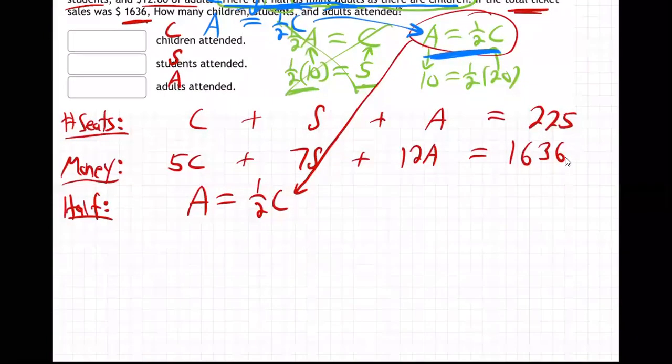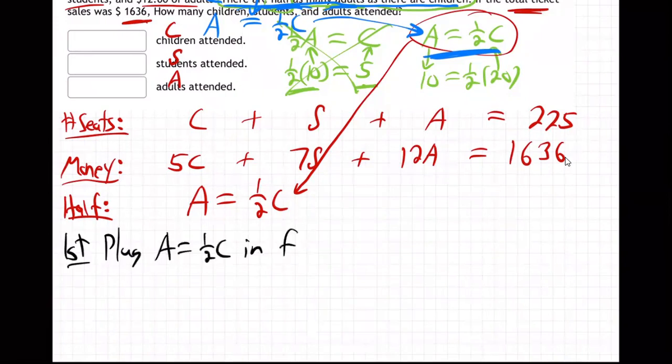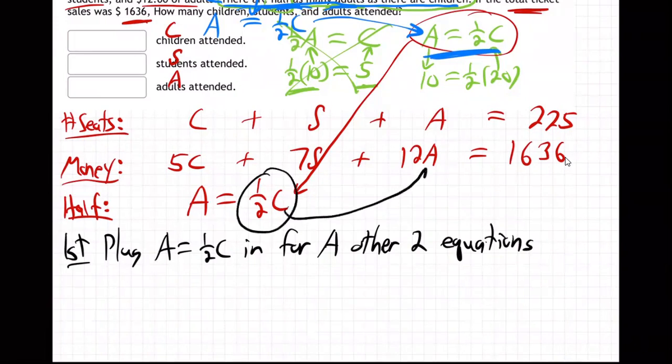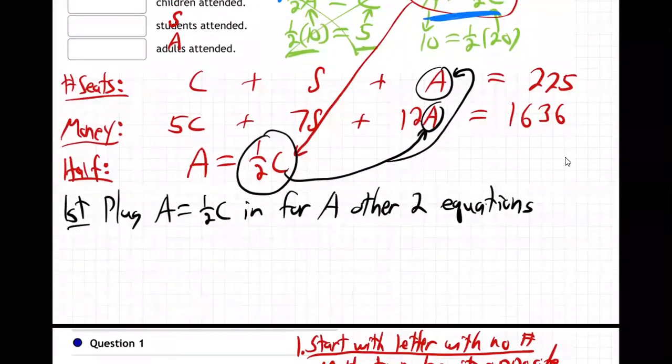Okay, enough fooling around. What are we going to do? We have 3 equations, 3 unknowns. Well, first, plug A equals half C in for A in the other 2 equations. So I'm going to take this A equals a half C. I'm going to put it in right there. I'm going to put it in right there. Okay. So what am I going to get?